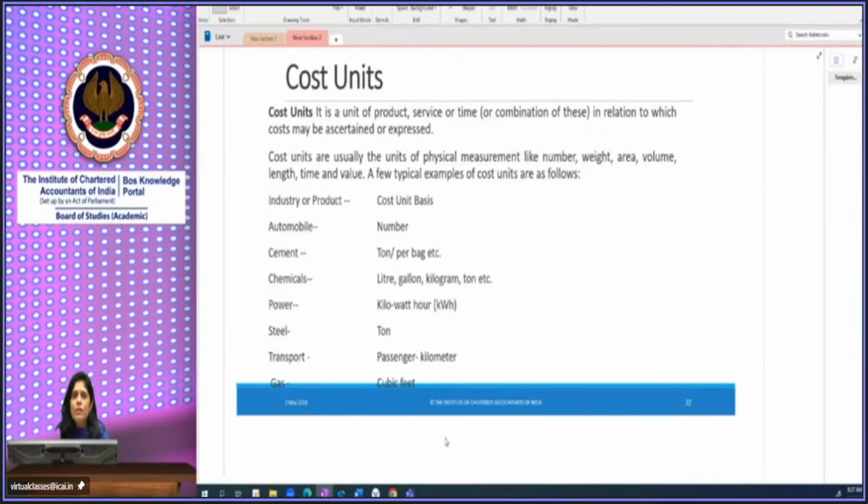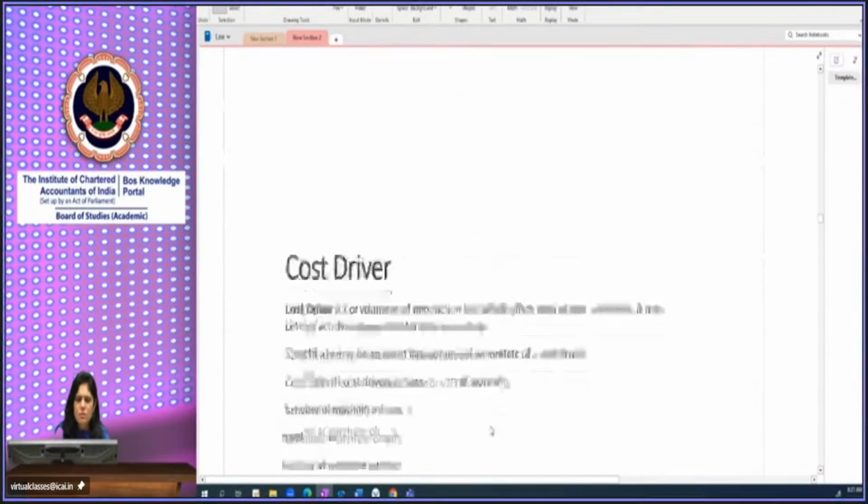Power, kilowatt hour. Steel, again ton. Transport, passenger, kilometer. So it's a combination of two units, passenger and kilometer. Clear? And in hospitals, it's patient per day. So again, a combination of two units, patient and day. Gas, cubic feet. So there are different units which the cost can be denoted into. All right. These are cost units.